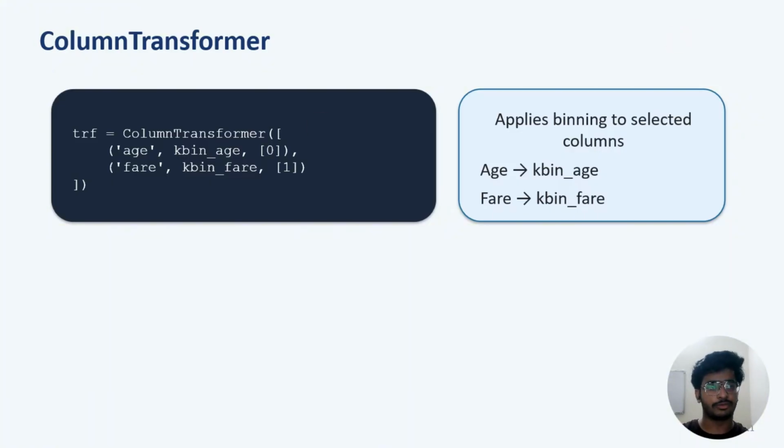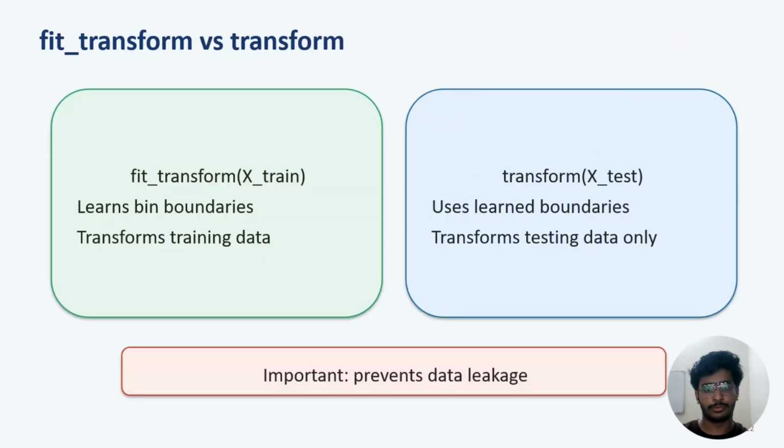Next comes fit transform versus transform. So now we apply the transformation, and this is very important. We use fit transform on training data. Why? Because the transformer learns the bin boundaries from training data and also transforms it. Then we use only transform on test data, because test data should not be used to learn anything. It should be only transformed using the boundaries learned from training data.